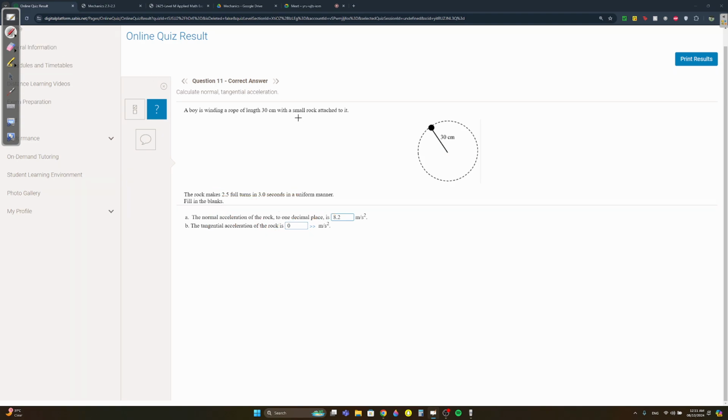Question 11. A boy is winding a rope of length 30 centimeters with a small rock attached to it. So you have this rock. The rock makes 2.5 full turns in 3 seconds in a uniform manner. Find the normal acceleration of the rock and the tangential acceleration. Here, tangential acceleration is 0 because they gave you it's a circle. Easy. The normal acceleration of the rock again is going to be v squared over r.